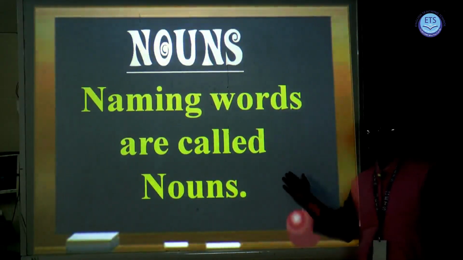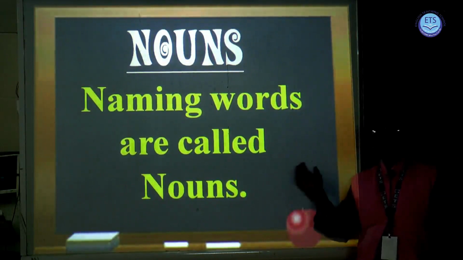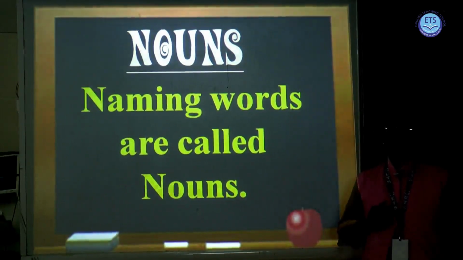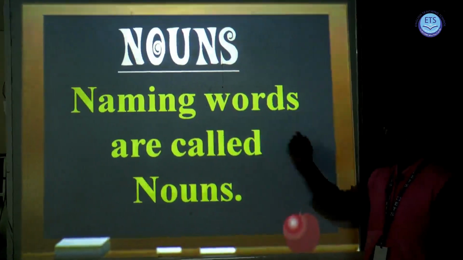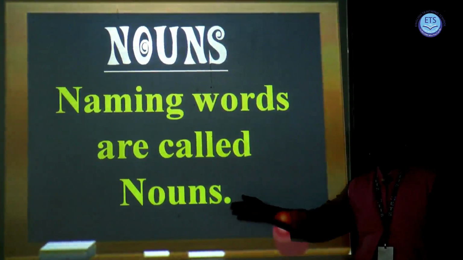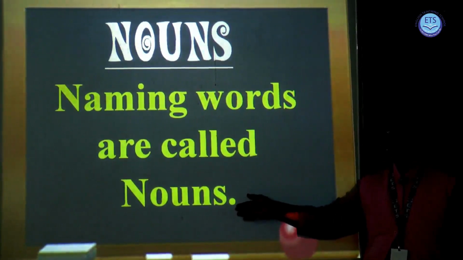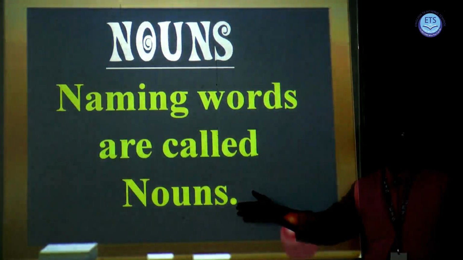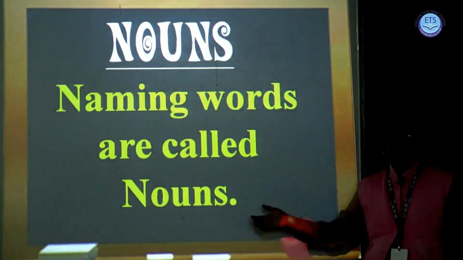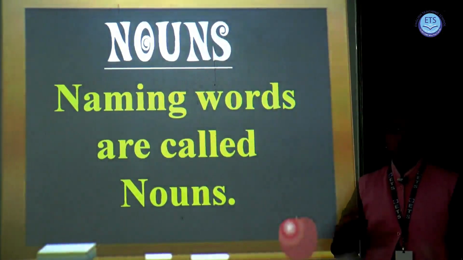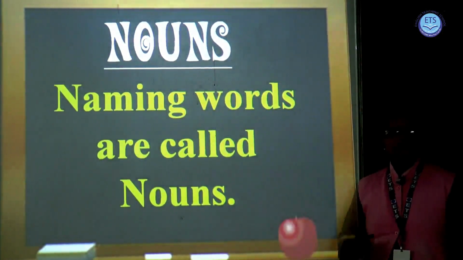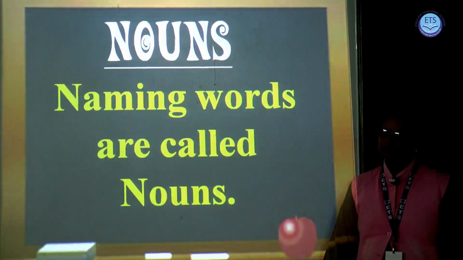First of all, we will start with nouns. Children, what are nouns? Nouns are nothing but naming words. For example, naming words like father, bird, mother, duster, books, your bags. Let's see other things related to nouns.